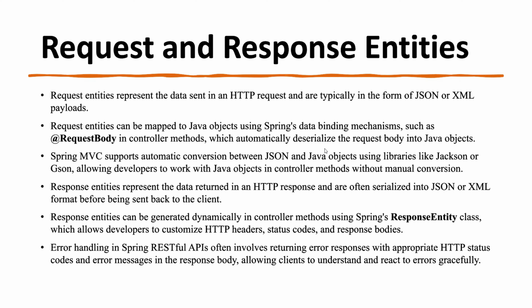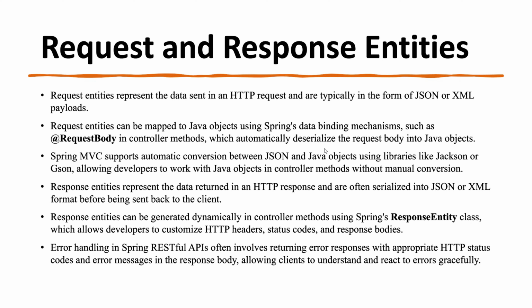Request entities can be mapped to Java objects using Spring's data binding mechanisms, such as @RequestBody in controller methods, which automatically deserializes the request body into Java objects. Spring MVC handles automatic conversion between JSON and Java objects using libraries like Jackson or JSON, allowing developers to work with Java objects in controller methods without manual conversion.